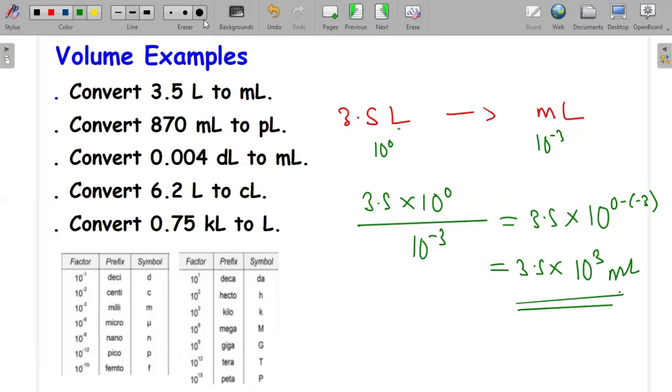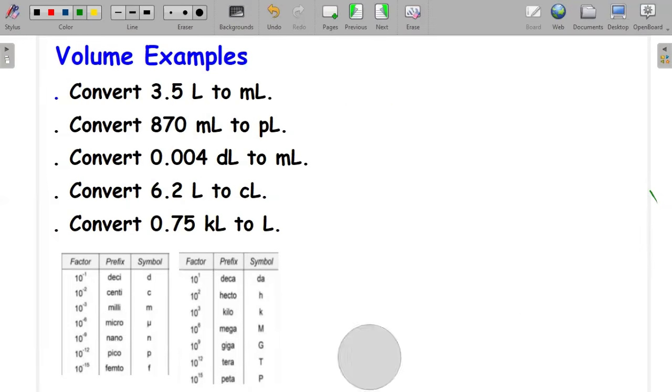Okay, so let's look at the second one. The second one is 870 milliliters. We are converting this to picoliters.